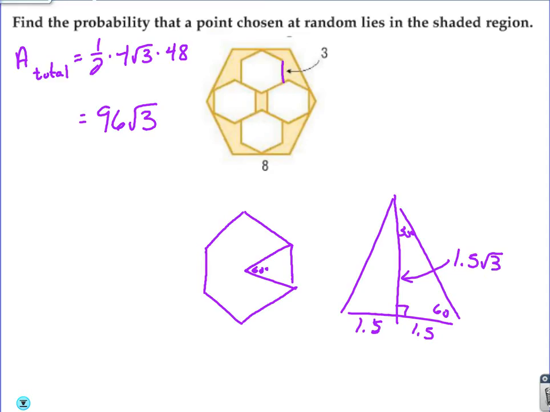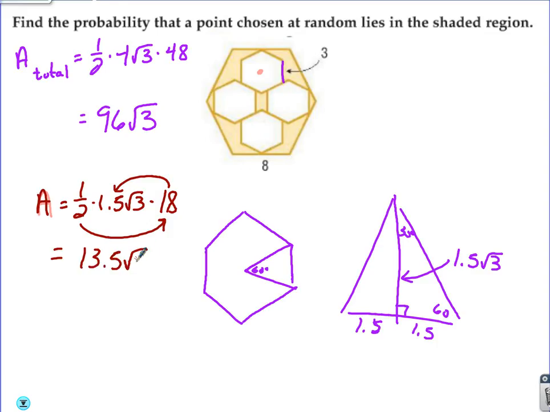So the area, let's do it in red. The area of this small hexagon would equal 1/2 times the apothem, which is 1.5 root 3, times the perimeter, which would be 3 times 6, is 18. 1/2 of 18 is 9. 9 times 1.5 is 13.5 root 3. That's the area of the white portion.